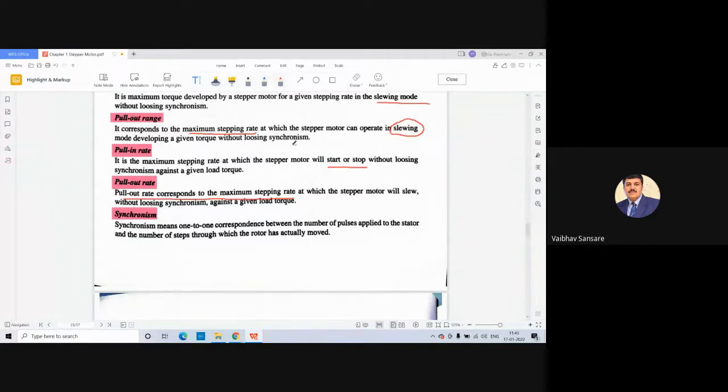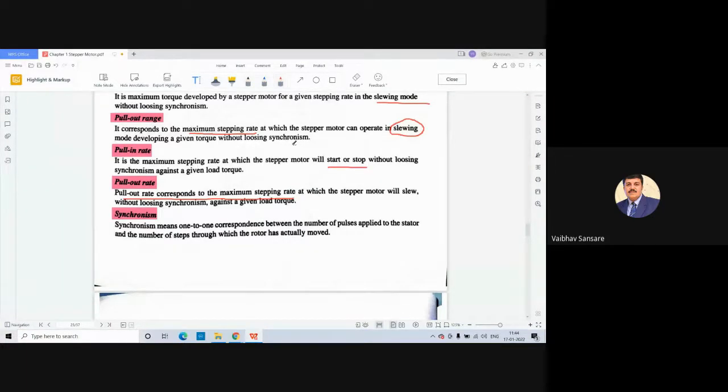So after application of each excitation pulse to stator phases, the motor should run by its desired step angle for each pulse. If such operation is there, then we can say that the stepper motor is under synchronism. If there is a certain misbehavior between this excitation pulse and the rotor rotation, then definitely the motor is out of synchronism.